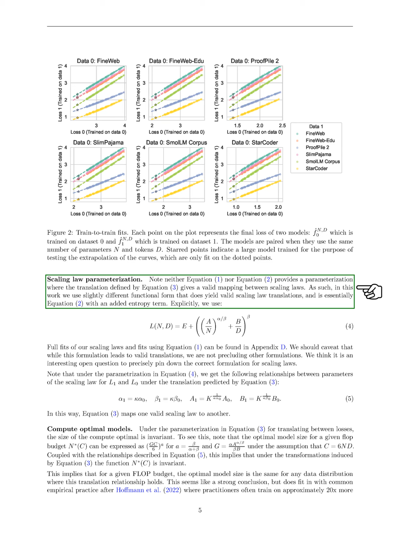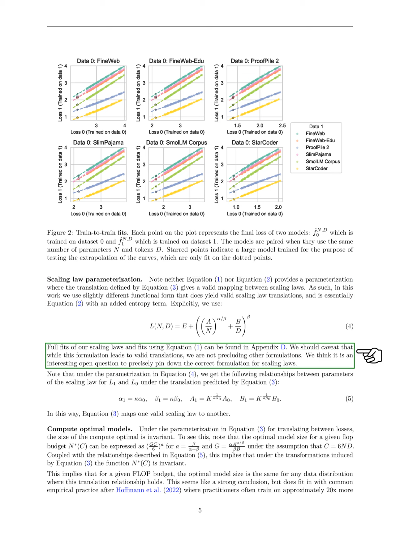Regarding scaling law parameterization, we observe that neither the Chinchilla nor Kaplan equations provide a valid mapping for the translations we define. Therefore, we adopt a slightly different functional form that allows for valid scaling law translations, essentially modifying the Kaplan equation by adding an entropy term. We acknowledge that while this approach yields valid translations, we are open to exploring other formulations. We believe it is an intriguing question to determine the most accurate formulation for scaling laws.